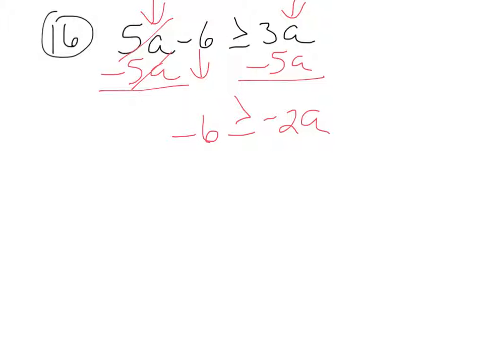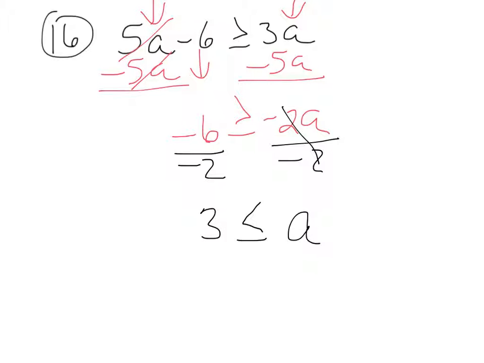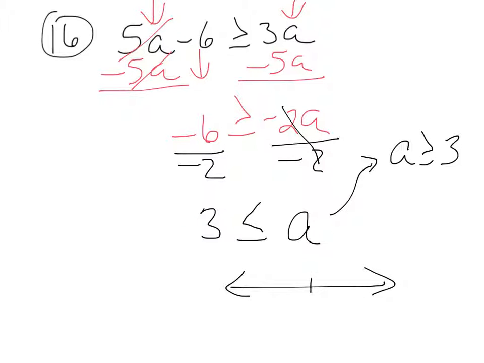2A. Now I need to get rid of that negative 2, so I'm going to divide by negative 2 on both sides. And that's going to leave me with A. I'm going to flip the sign, is greater than or equal to positive 3. Now I can rewrite that as A is greater than or equal to positive 3. Therefore, whenever I draw my line, it's going to be solid, and A's greater than 3 are to the right.